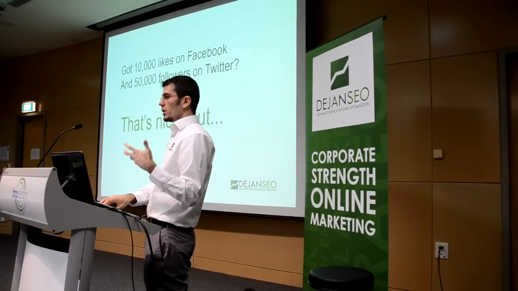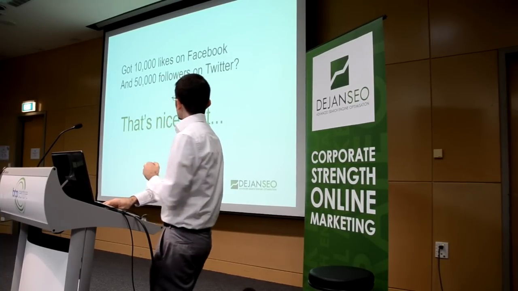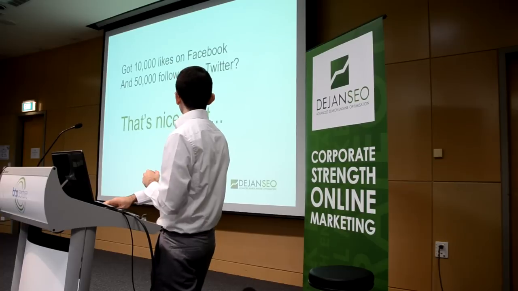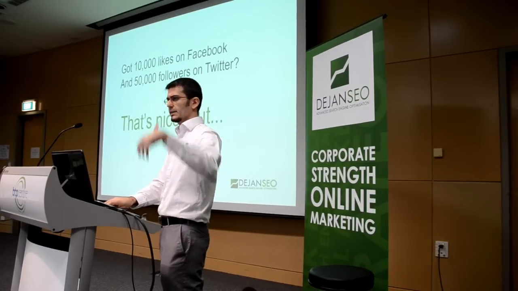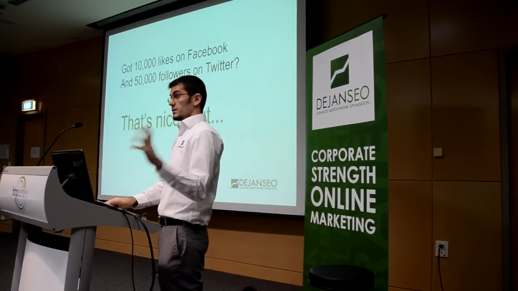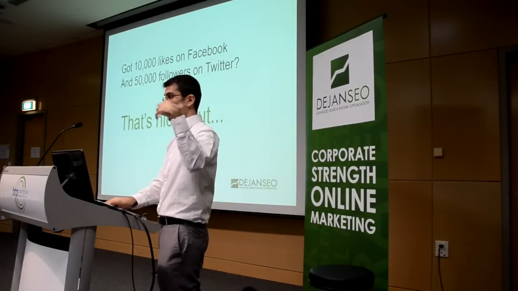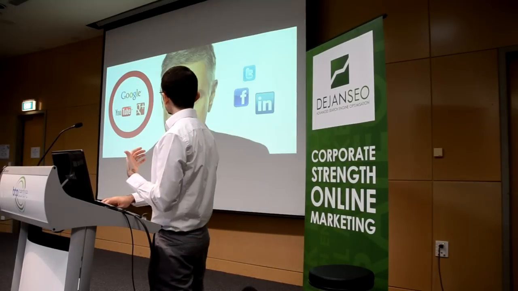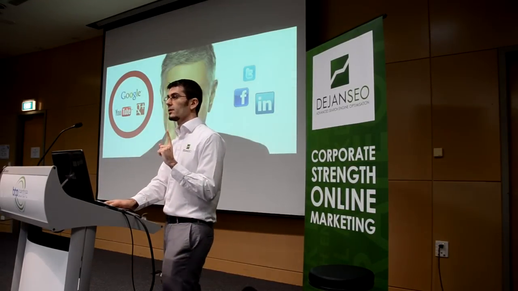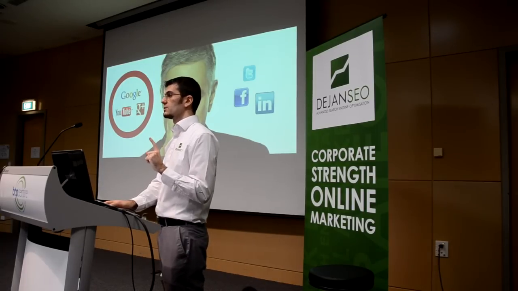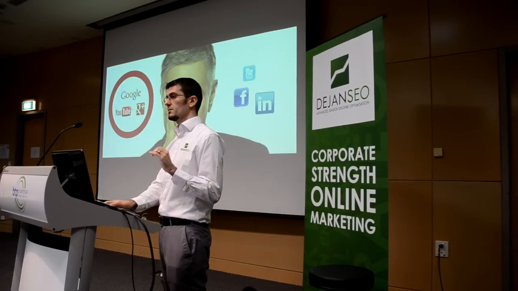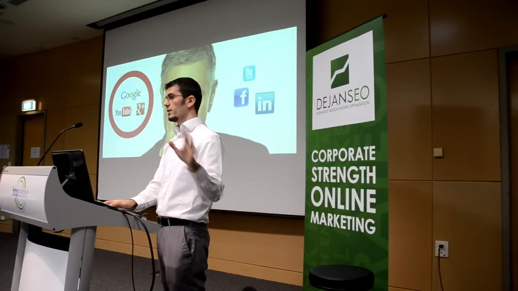So people brag, I've got 10,000 likes on Facebook and I've got 50,000 followers on Twitter, and I'm pretty active, I'm everywhere. That's great, that's good for marketing, and then it even helps your rankings. But guess what? Google doesn't trust Twitter, Google doesn't trust Facebook or any third party anymore.